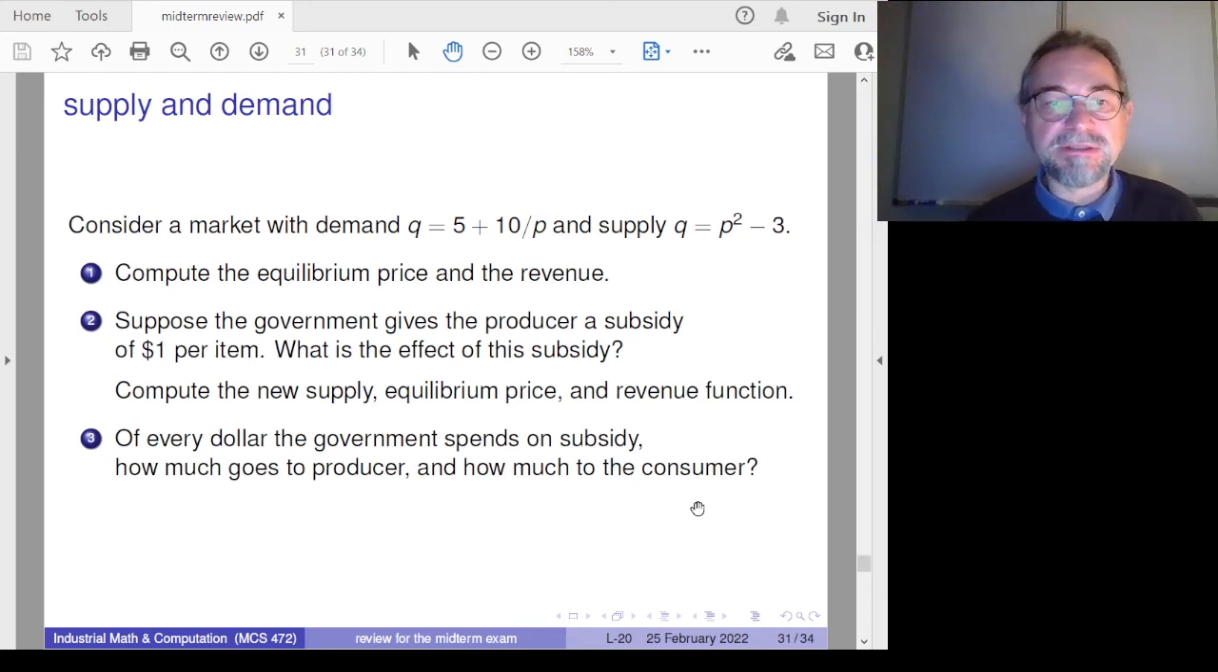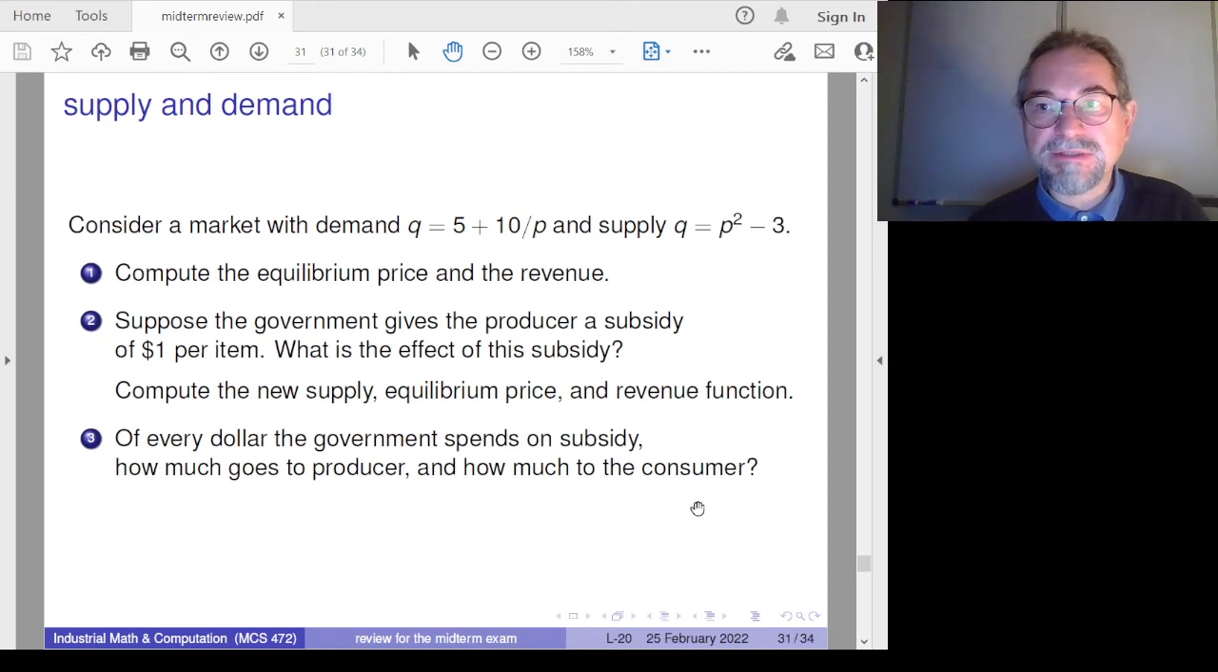Now we consider that the government wants to help the producer, wants to increase the supply, and provides a subsidy of $1 per item. Now this will increase the supply, so this will lead to a new equilibrium price. It will benefit the producer.